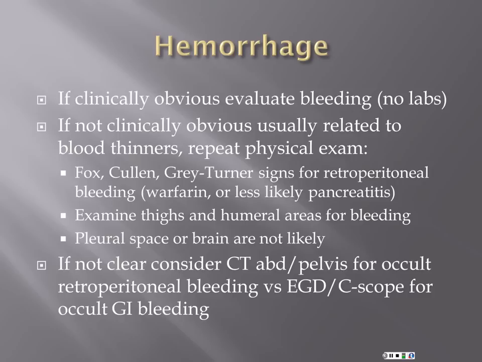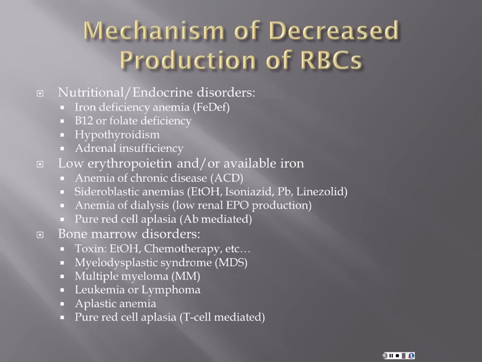If it's not clear when you look at a patient, you want to look for those retroperitoneal sources, and that would be considering a CAT scan of the abdomen and pelvis, or if you suspect an occult GI bleed that perhaps hasn't reached the rectum yet, or the patient's a poor historian, then you might consider GI scopes.